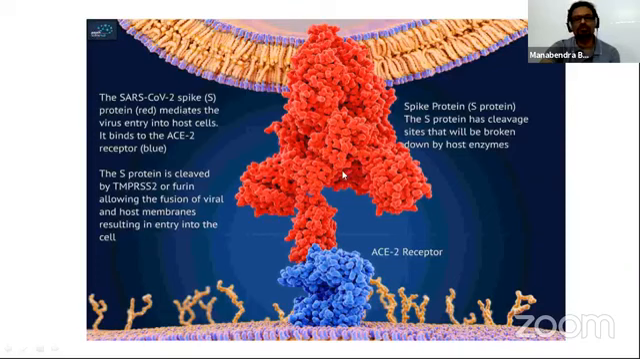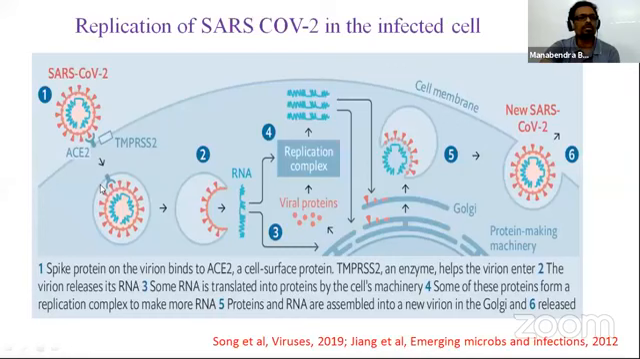That is, the spike protein is the main protein in the pathogenesis of this virus, because the spike protein binds to the host cell's ACE2 receptor. This spike protein binds to the ACE2 receptor and gains entry to the cell and exerts its pathological effect. So it's very important.